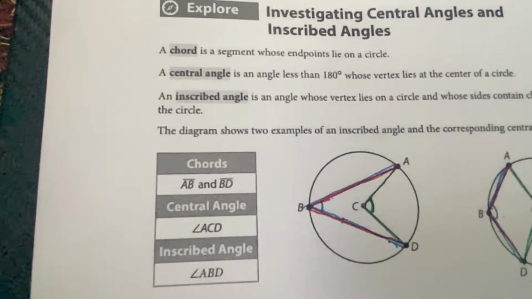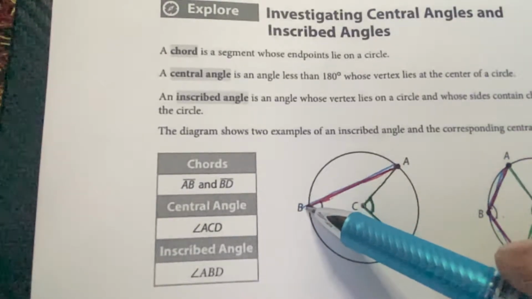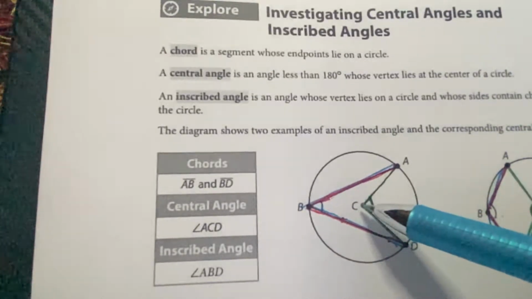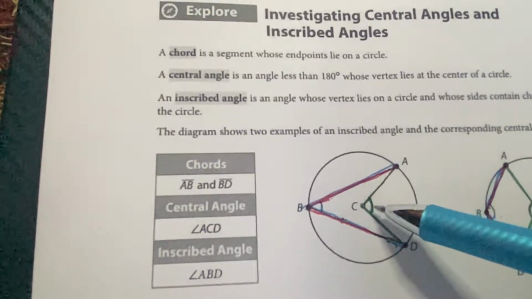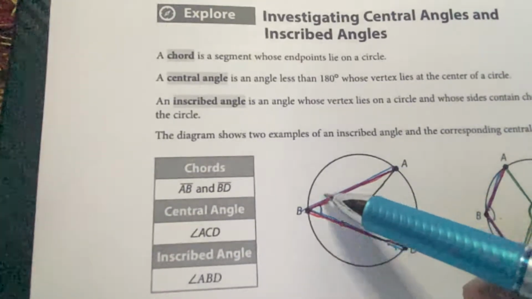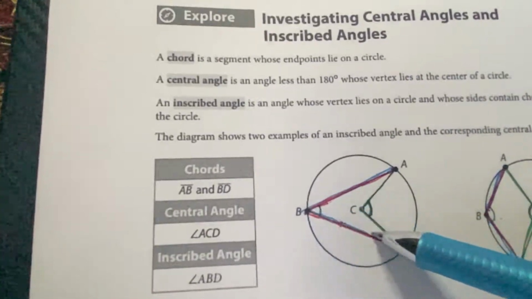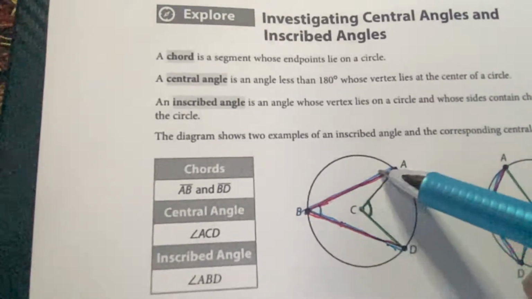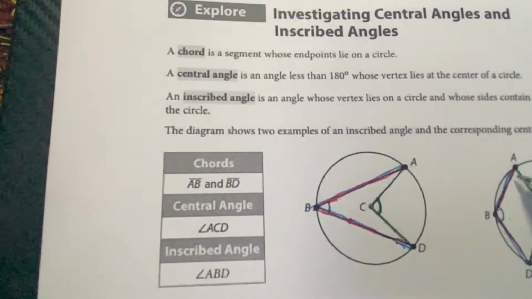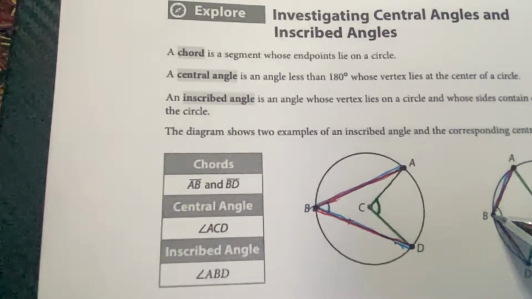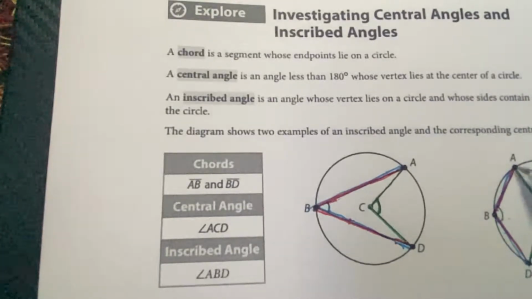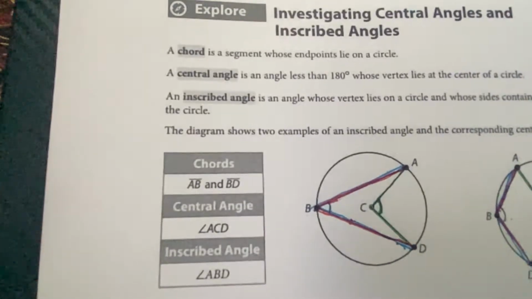Finally, the inscribed angle. The inscribed angle is the angle that just has its vertex sitting on the circumference. The definition says it is an angle whose vertex lies on a circle and whose sides contain chords of the circle. So we can see that the vertex B lies on the circumference and it's connected by chord AB and chord BD, which forms the inscribed angle. Over here, same thing. My inscribed angle is B, and I have chords AB and BD connecting to it. So that gives me my inscribed angle.